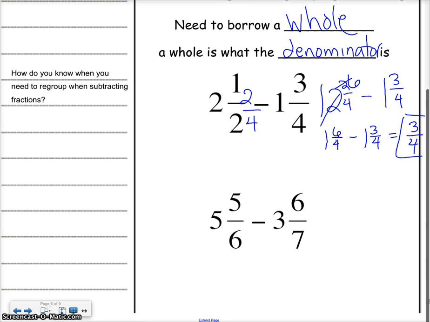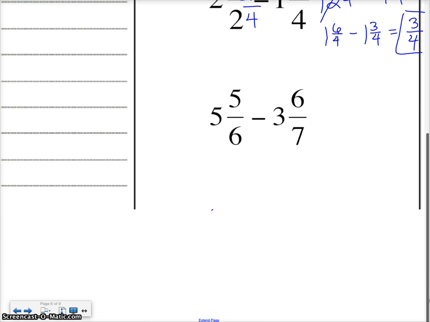Okay, wait, let me restate that. 5 5/6 minus 3 6/7. So I'm going to take a common denominator. I kind of want to put my common denominator below because the numbers are getting all crazy. So 42. 6 times 7 is 42, so 5 times 7 is 35. Minus, now I want a 42 down here. 7 times 6 is 42. 6 times 6 is 36, and then the 3 wholes.